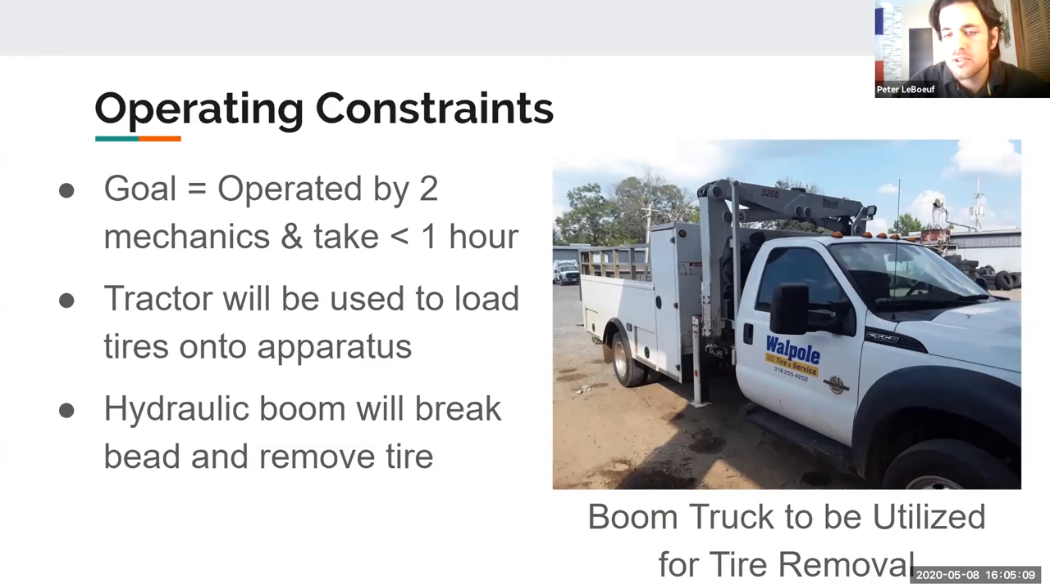So what you can see here is a boom truck that Walpole owns. When they go change these skidder tires out in the field, it's easy because they have leverage against the tractor and they use this boom truck. It's a hydraulic arm to essentially punch that tire and break the bead. One guy can do it in around 30 minutes. So the hope was that they would be able to use this boom truck in-house on some sort of apparatus that would give it leverage.